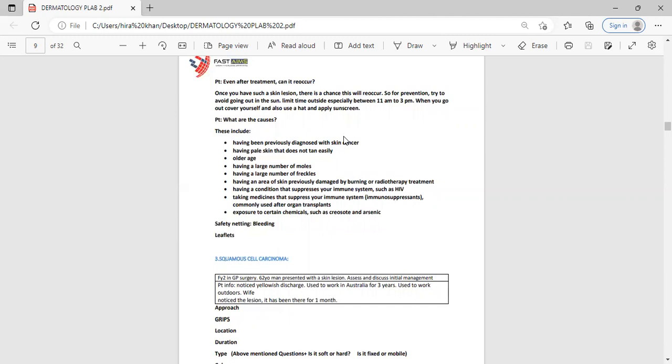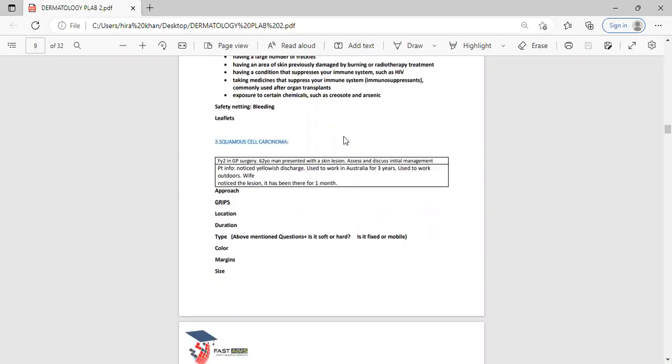Oh, and also you can mention that if you are not seen within 3 months, just let us know. All right, that is what comes for the safety net. Otherwise, there is no particular safety netting other than bleeding. And then offer the leaflets, regarding different lesions or skin problems that can come because of sun exposure. That's it.